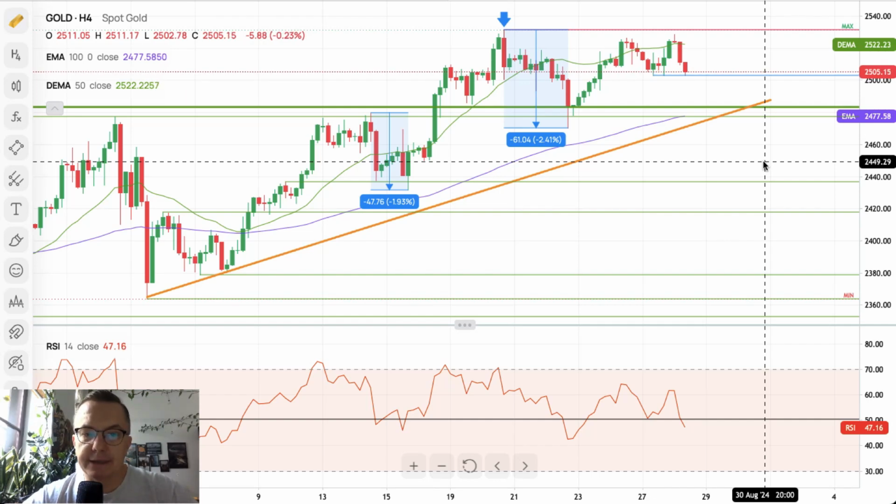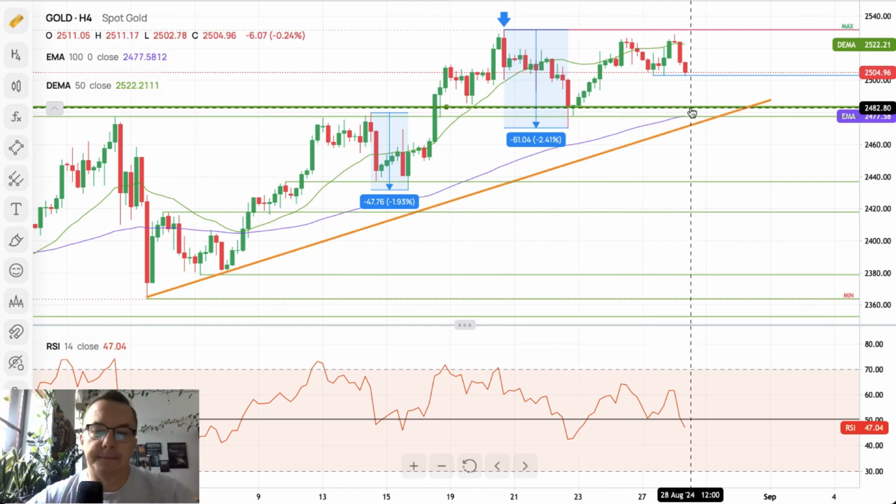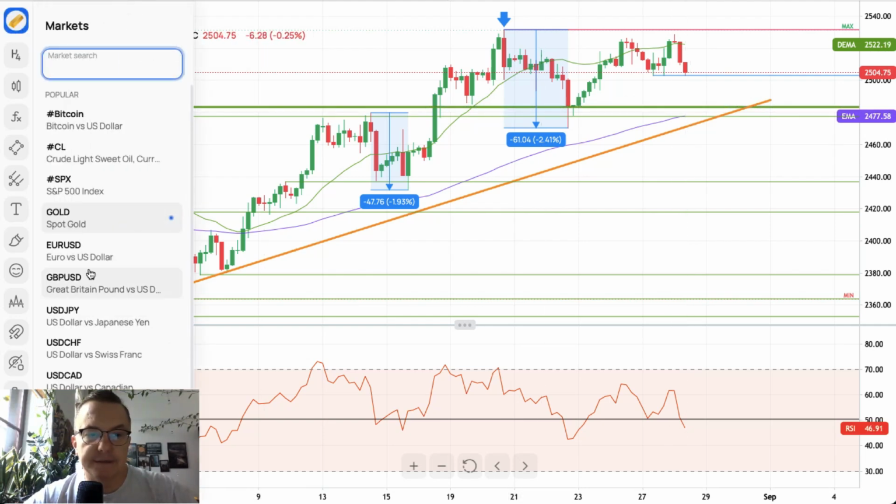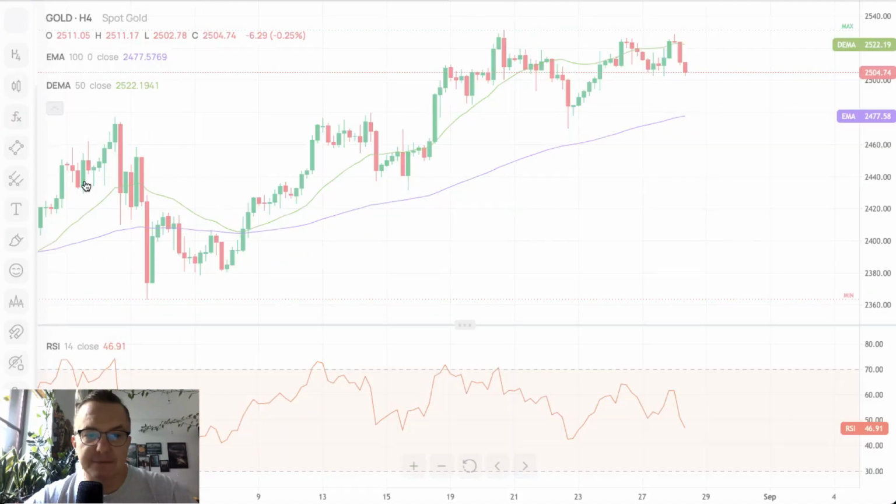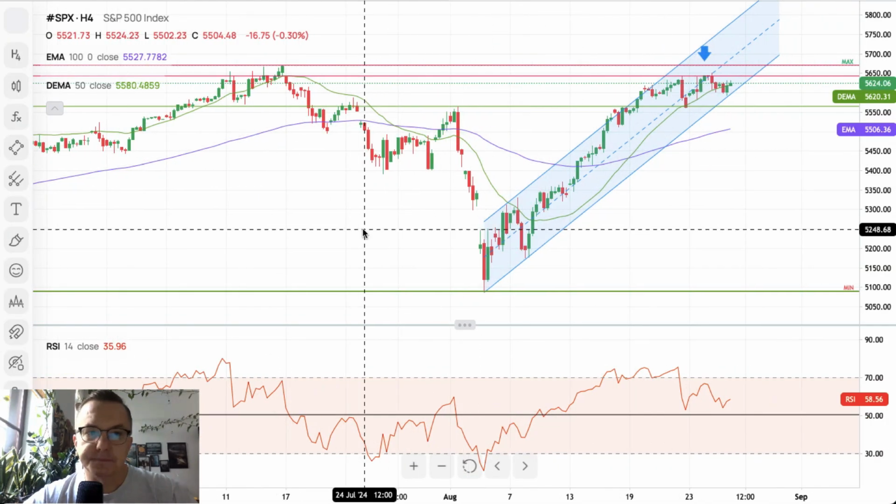place, and we can see that this movement to the upside might have been temporarily suspended, and the bears are trying to develop some bigger correction. So that was the gold market. Let's now take a look at the S&P 500.